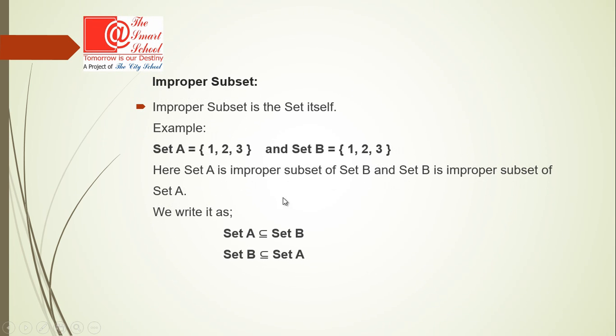Now improper subset. Improper subset is the set itself, or you can say an equal set of a set is its improper subset. For example, set A is equal to {1, 2, 3}, and set B is equal to {1, 2, 3}. Here set A is improper subset of set B and set B is improper subset of set A. We write it as set A. This is sign of improper subset. So set A is improper subset of set B, and as well as set B is improper subset of set A. Or very simply we can say that both of these sets are equal sets of each other.